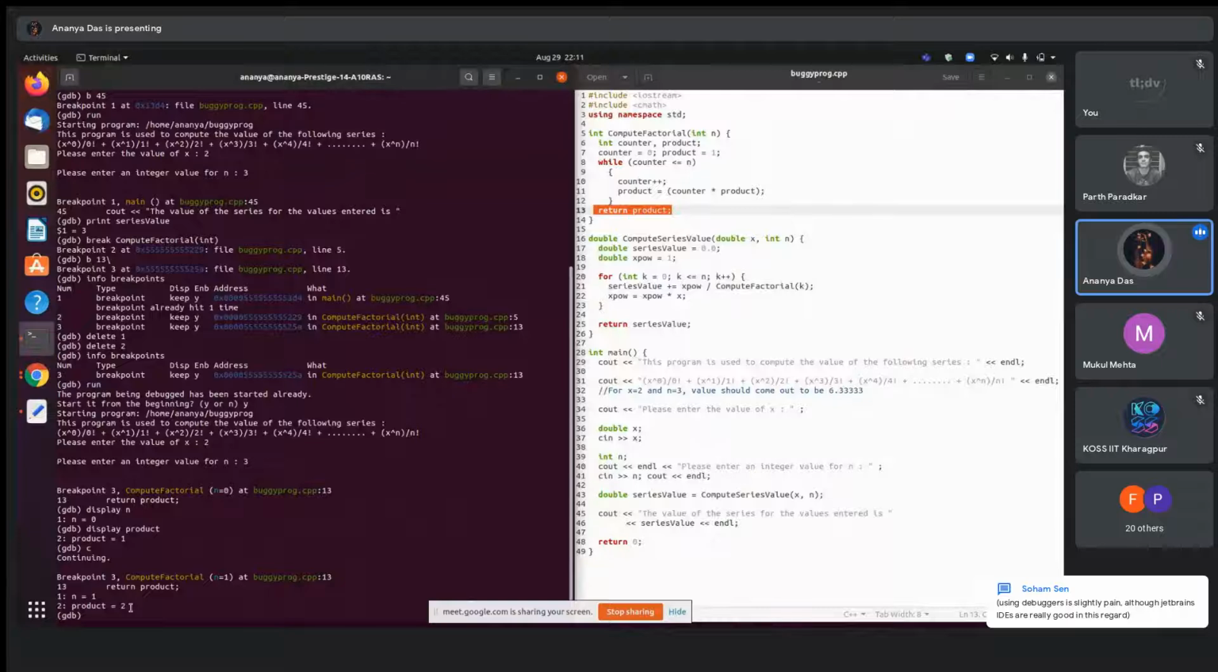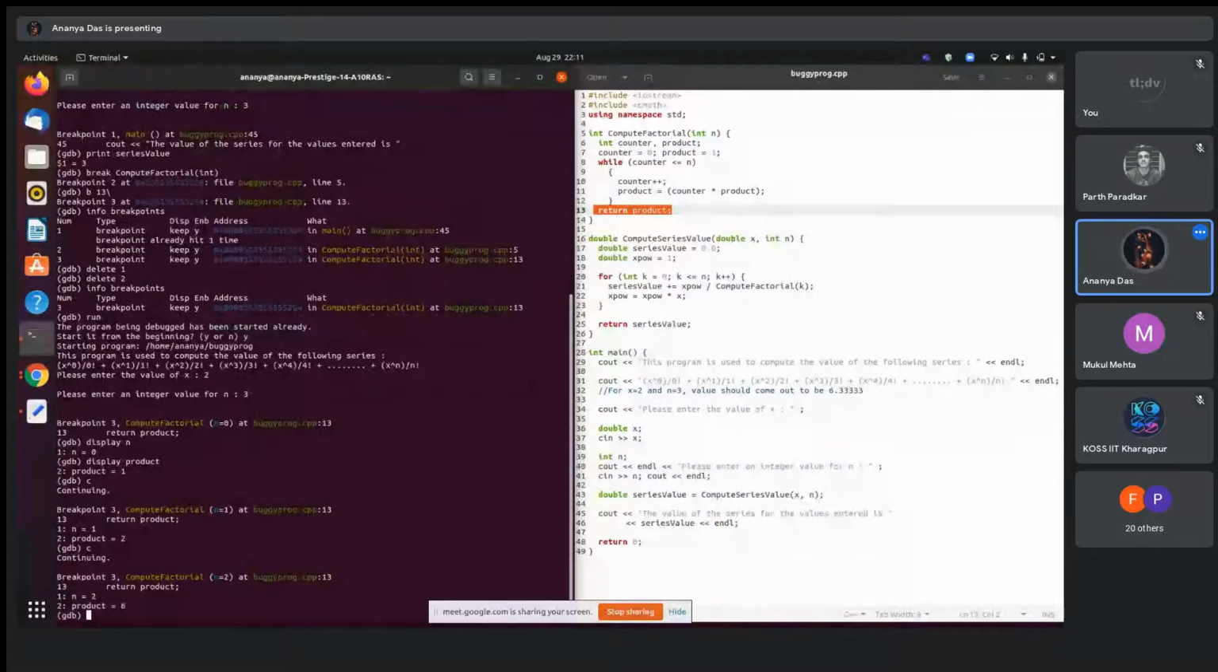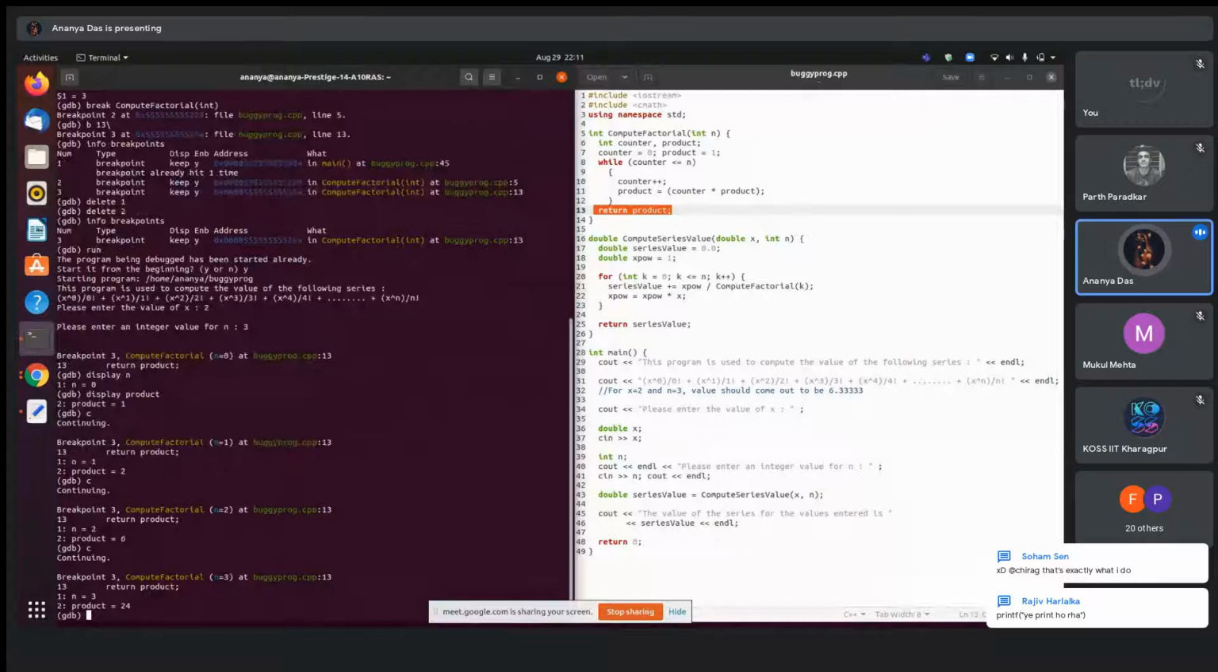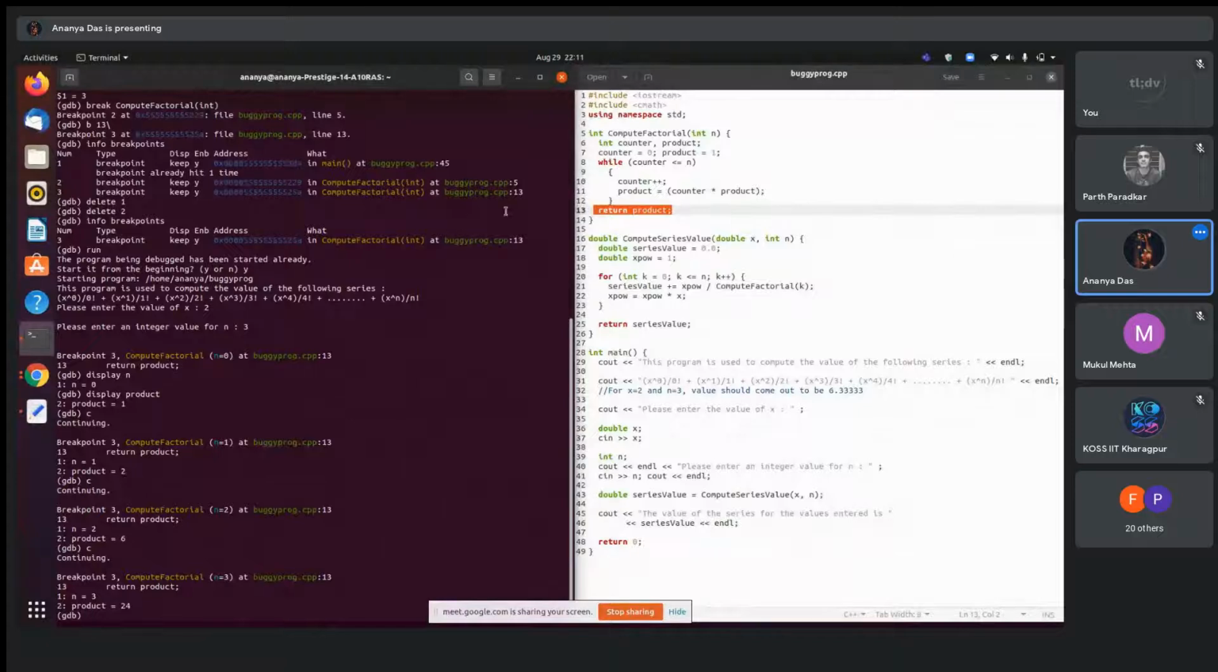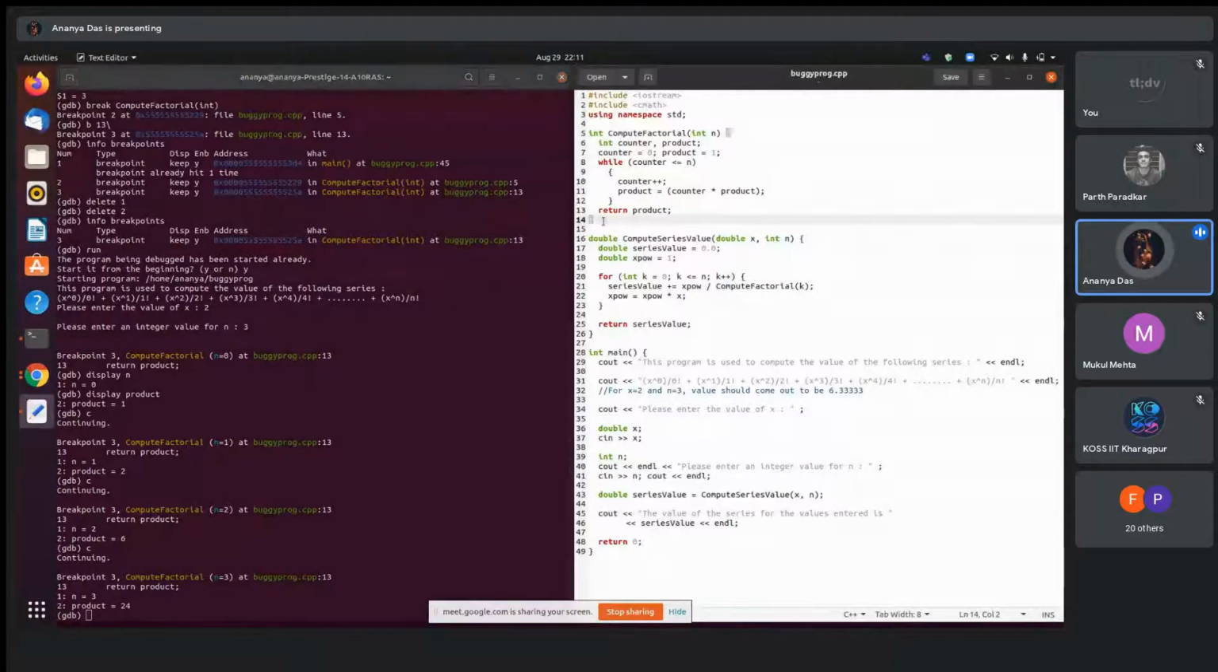I'll continue a few more steps to see what the problem is. So 2 factorial is coming out to be 6, and then again I'll continue, and 3 factorial is coming out to be 24. So we can say that product is coming out to be n plus 1 factorial instead of n factorial. So we now know that the bug lies here in these 5 to 6 lines of code in this function.